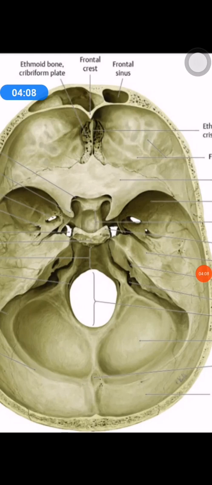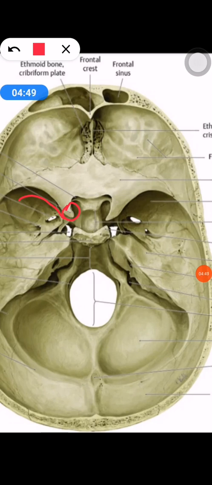The medial end of posterior margin of lesser wing is known as anterior clinoid process and it provides attachment to the anterior end of the free margin of the tentorium cerebelli. This is the posterior margin of the lesser wing of sphenoid and it gives a process in the medial line. This is known as anterior clinoid process and it gives attachment to the anterior end of the free margin of the tentorium cerebelli.